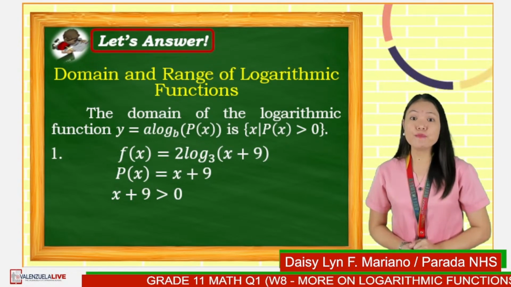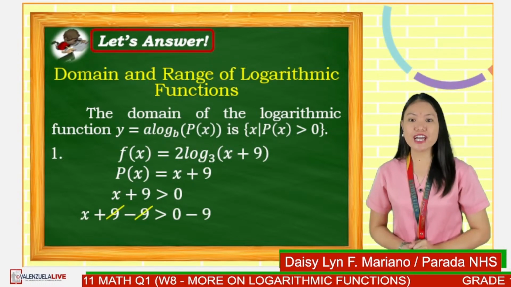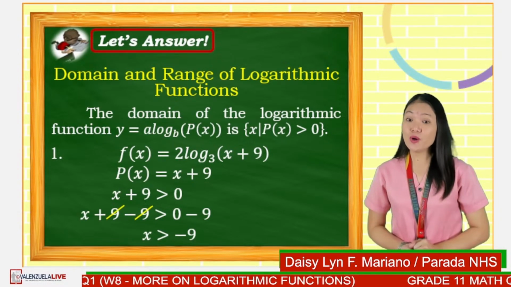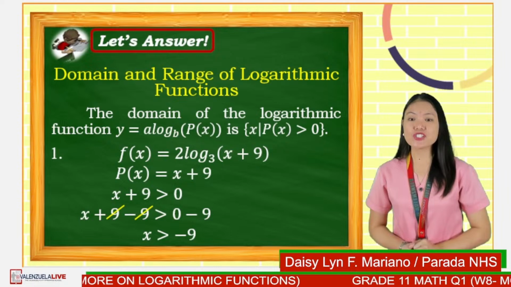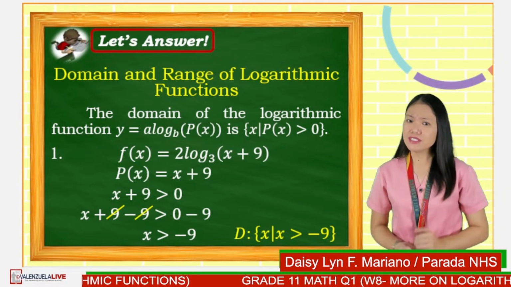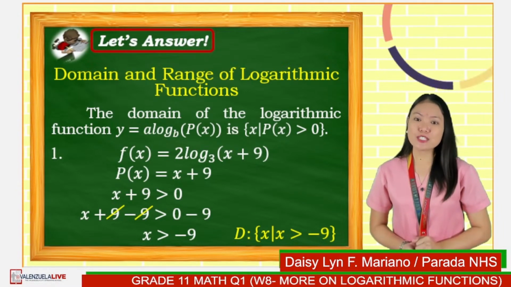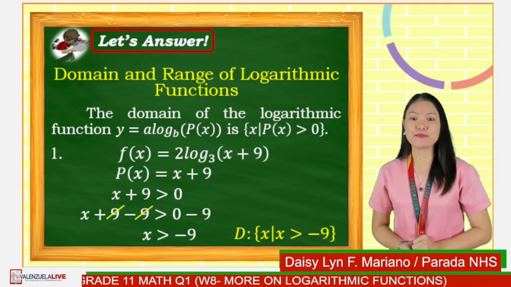Subtract 9 from both sides. We have x is greater than negative 9. So, domain is x such that x is greater than negative 9. Can you follow grade 11? I hope so. Let us proceed to the second example.